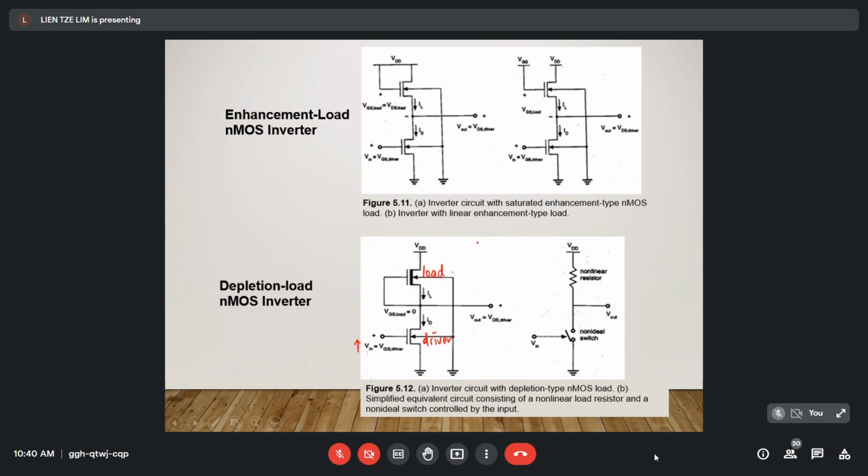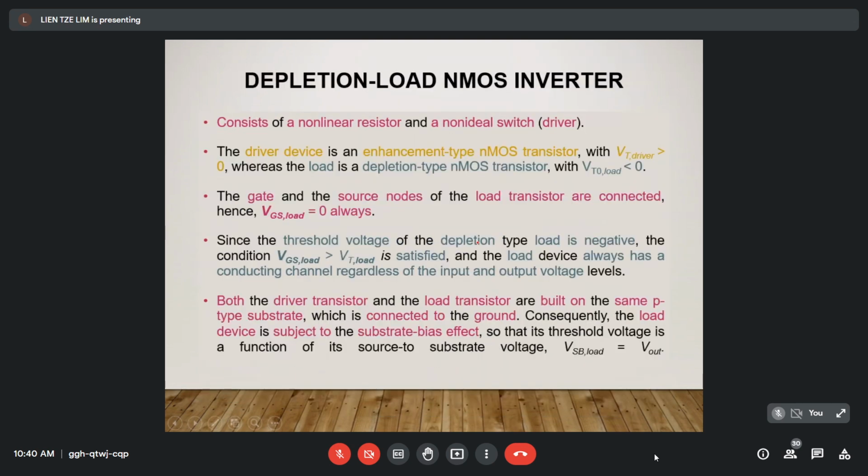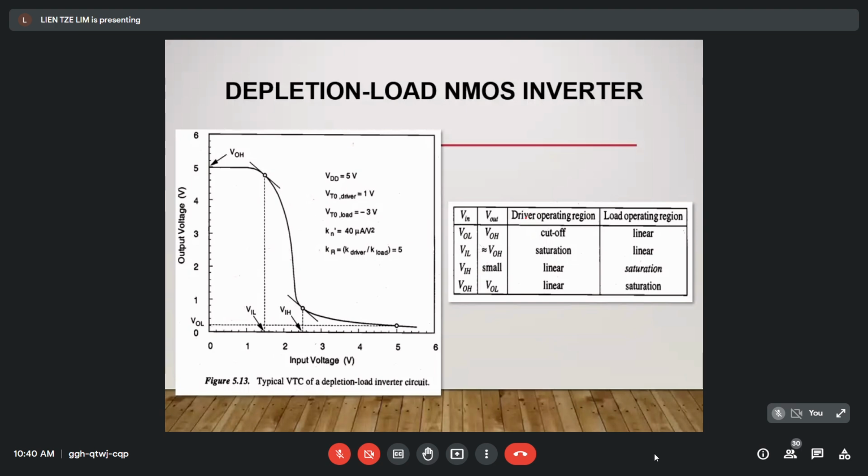So now I refer back to the table. You see that in this table, when the input is low, equivalent to output low, the driver operating region is cut off, the load operating region is linear, and the output of course is high.